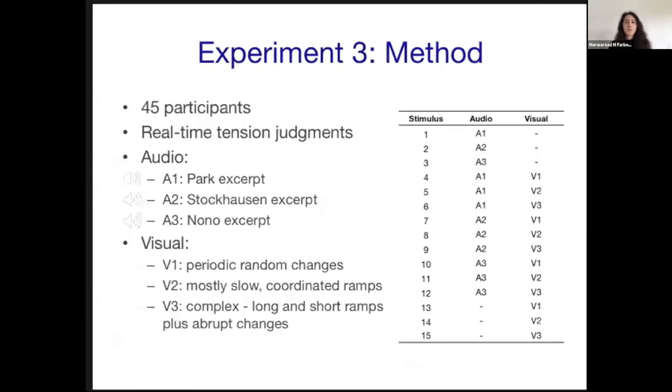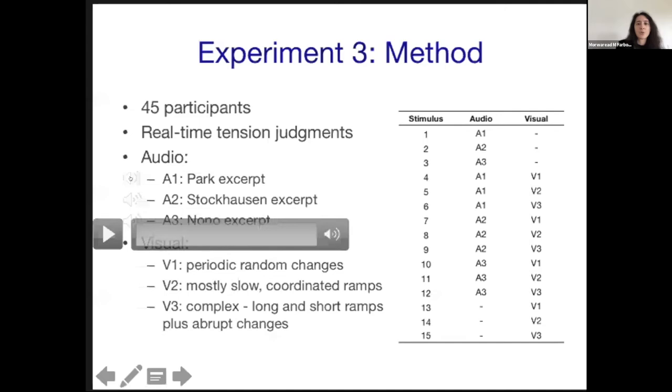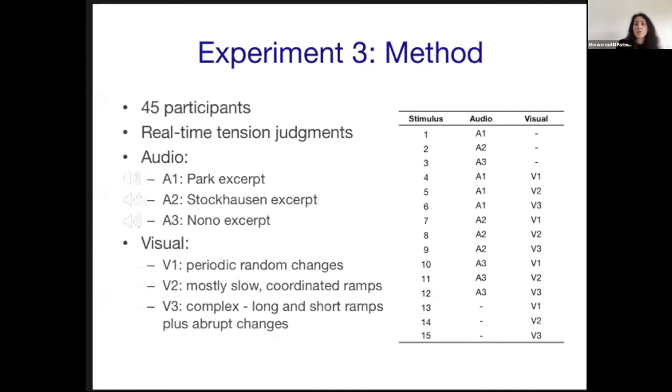So 45 participants took part in the experiment. There were 15 total stimuli, each 2.5 minutes long. There were 3 audio excerpts and 3 visual animations that were presented individually, so by themselves, only visual, only auditory, as well as all 6 possible pairings of each audio excerpt and visual animation.